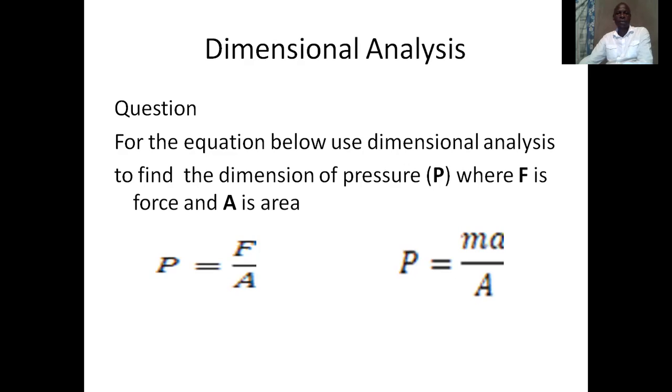For the equation below, use dimension analysis to find the dimensions of pressure, where F is the force and A is the area. We are aware that pressure is expressed as follows. Pressure is equal to force over area. And force can be expressed as mass times acceleration. And therefore, pressure again can be expressed as mass times acceleration over area.